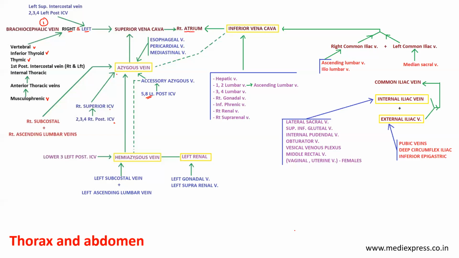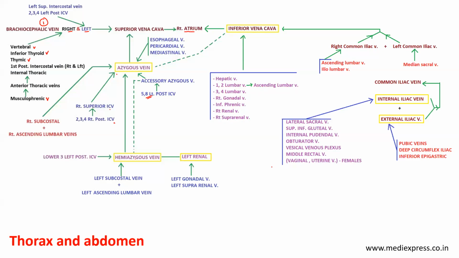Again, we'll see what happens from where the blood comes from the inferior vena cava. Now, there are few veins that directly drain the blood into inferior vena cava. You should know there is a hepatic vein. We have the first and the second lumbar vein, that again drains to the ascending lumbar vein. Then third and fourth lumbar vein, we have a right gonadal vein, we have an inferior phrenic vein, we have right renal vein, as well as we have a right suprarenal vein. These will go and directly drain into the inferior vena cava.